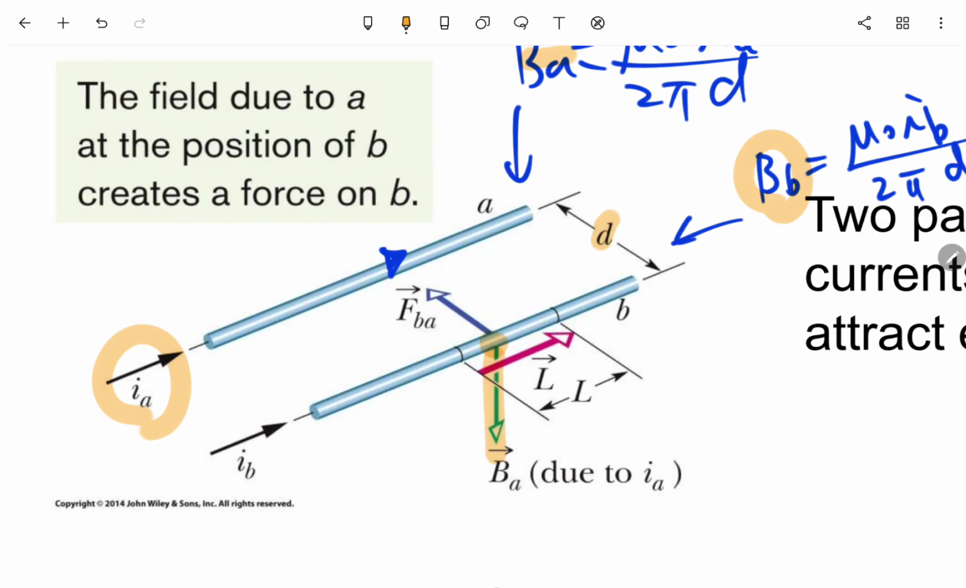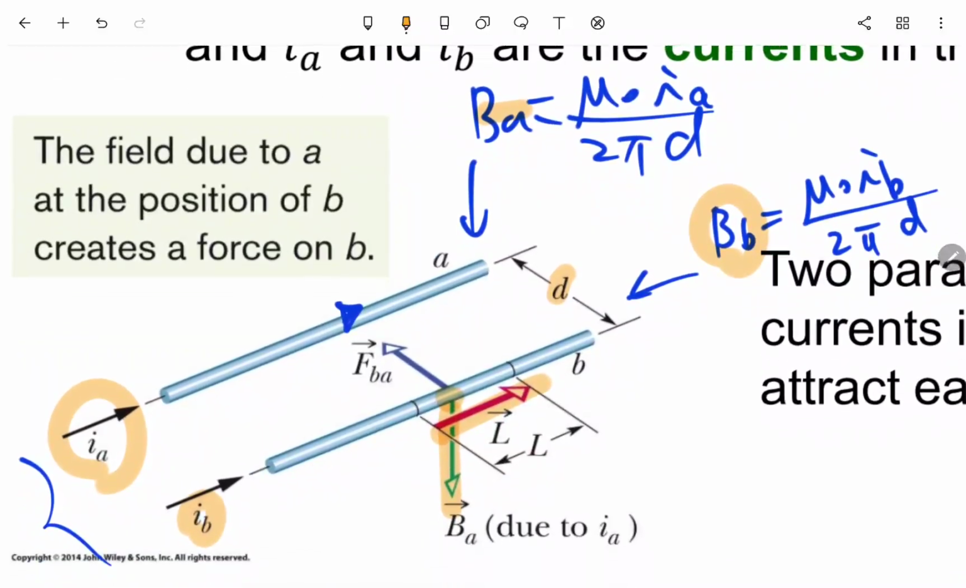Also, for IB here, we assume that they are in the same direction. If IB is like that, then this is in the opposite direction. So this case is in the same direction. L will follow the current direction, so L points to the top right.